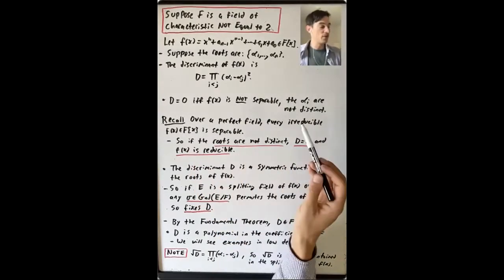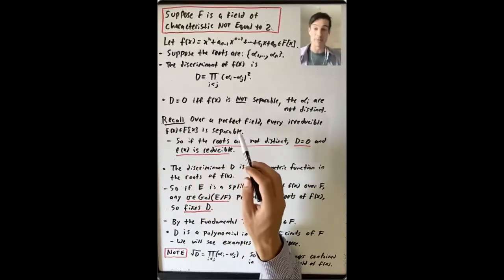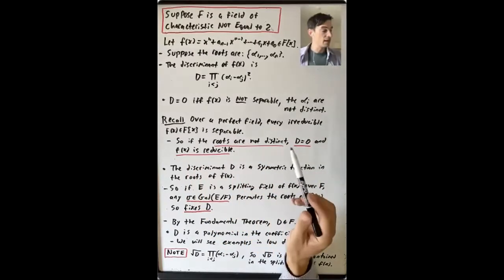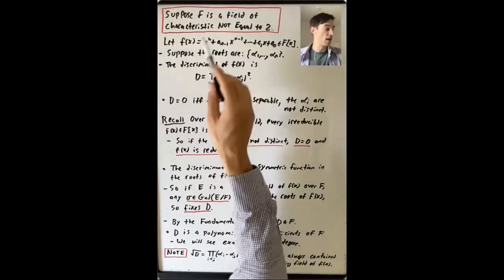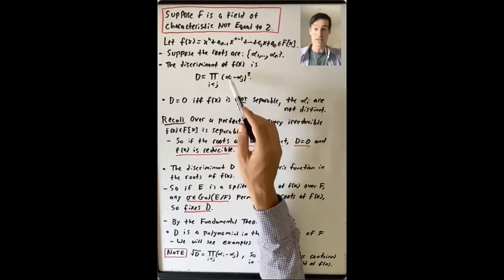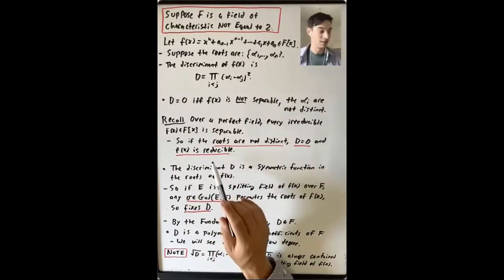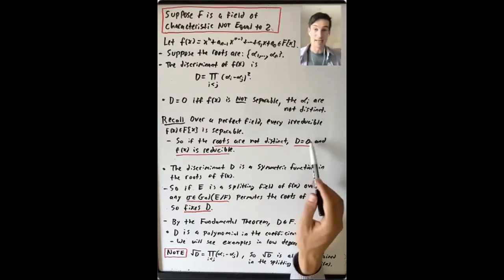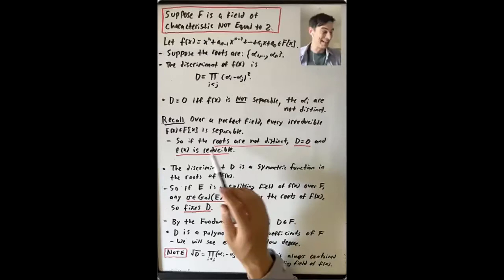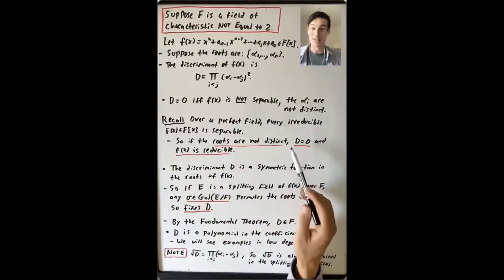Remember, over a perfect field, every irreducible polynomial f(x) in F[x] is separable. So that means that if the roots of this polynomial f(x) are not distinct, then D equals 0, and we know that f(x) is reducible. So the discriminant being 0 or not 0 is discriminating between f being reducible or being irreducible here. This is part of why this is called the discriminant.